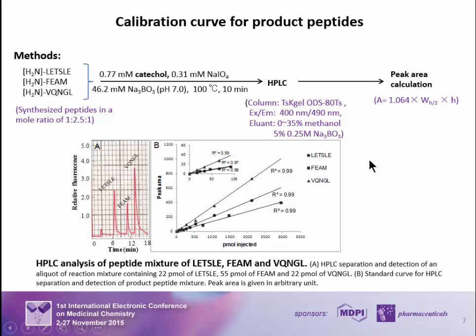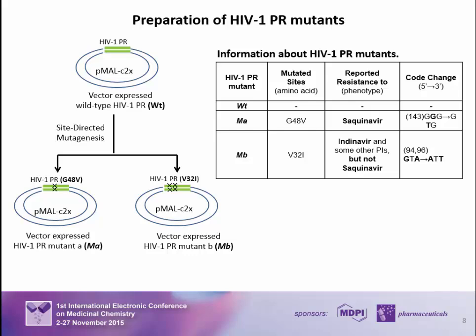We can see there's a good linear relationship between the peptide concentration and the fluorescence signal. And the detection limit for each peptide can be as low as 5 picomole. This research suggests that the conditions for the catechol reaction and the HPLC analysis are suitable for the detection of these 3 peptides. This slide shows the preparation of wild-type HIV protease and its 2 mutants.